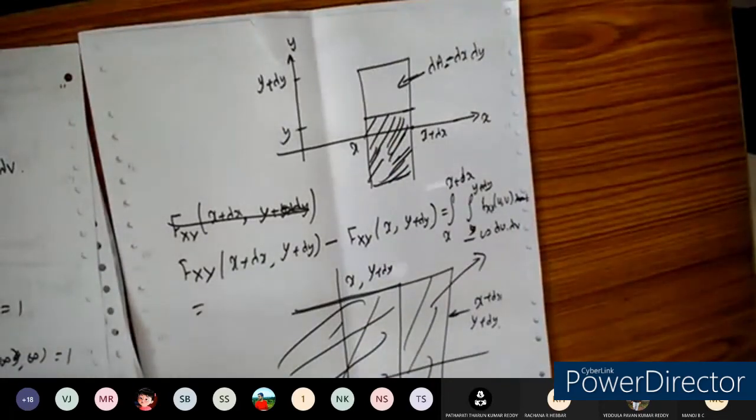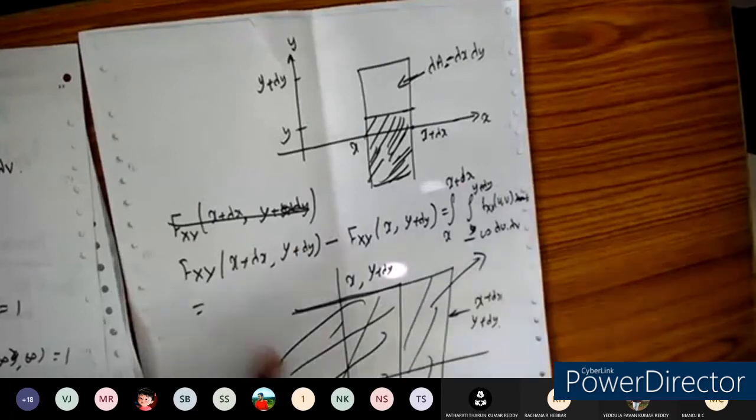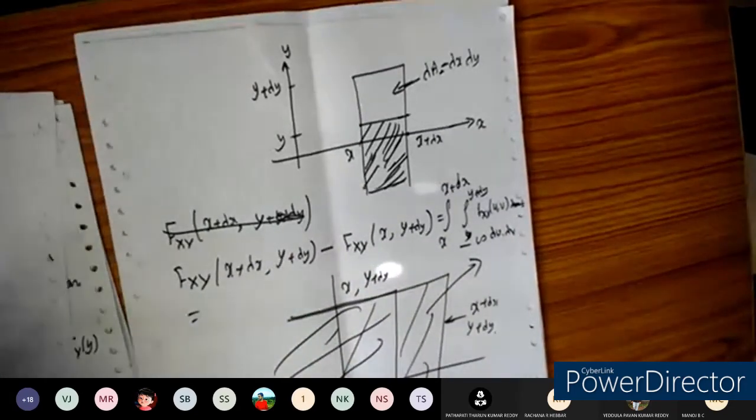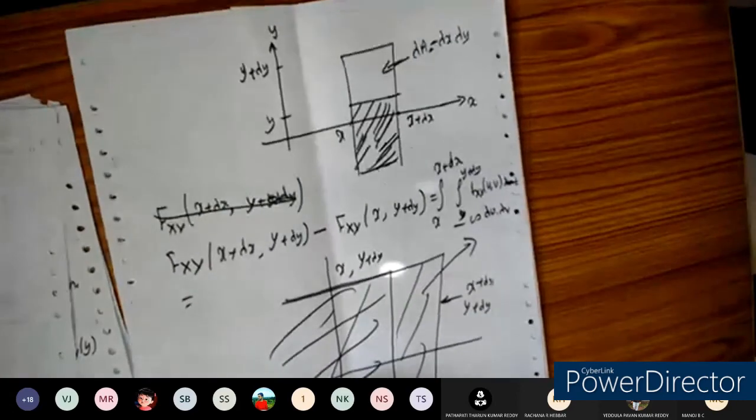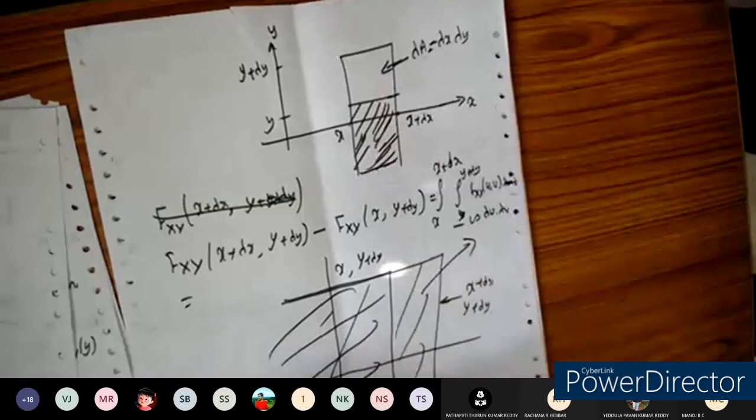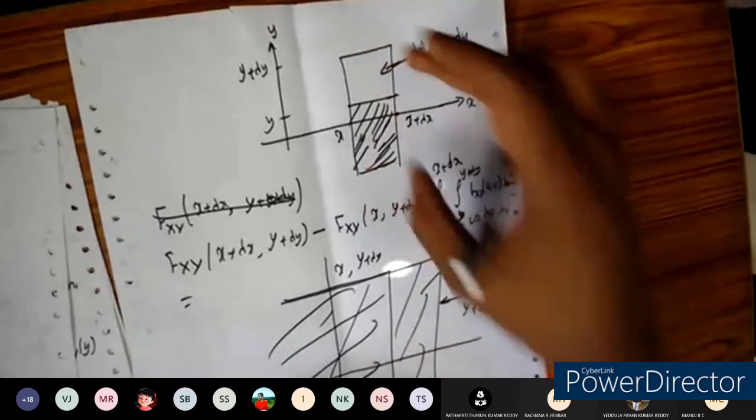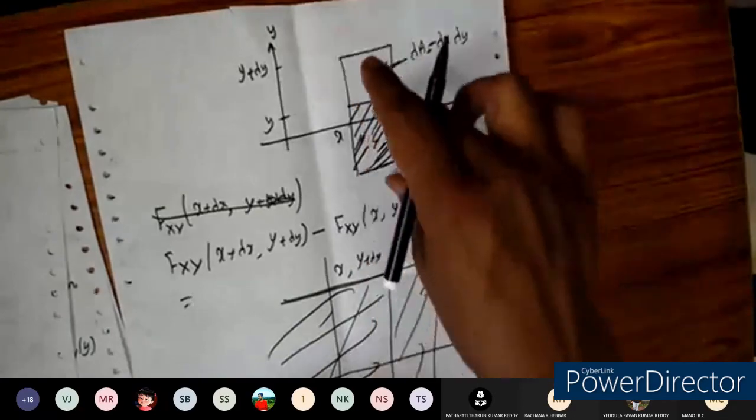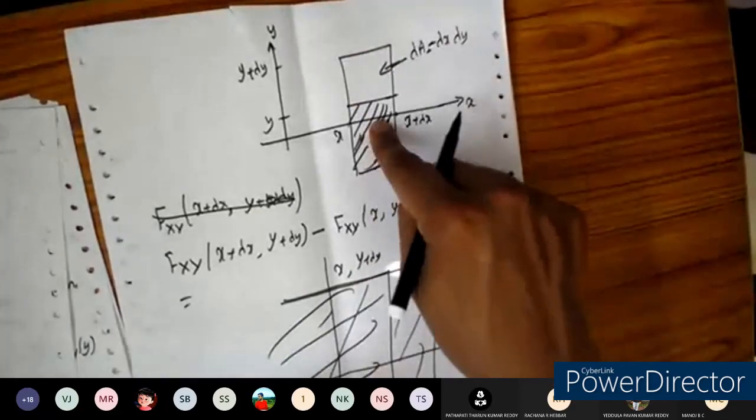Okay, understood? You got the concept, right? So this portion we got here. Now for this entire portion, I am getting it from up to infinity. So from that one I need to remove this shaded portion. I need to remove it here.